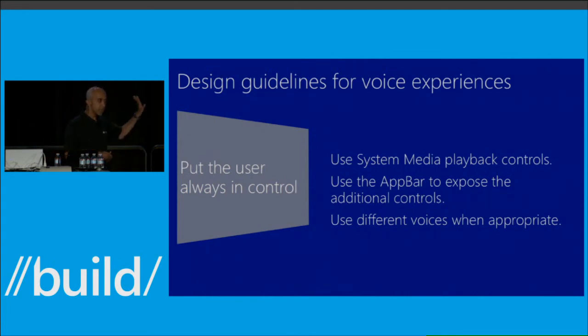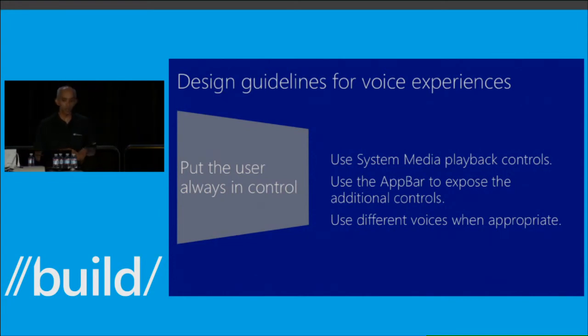As we saw in the demo apps, use the app bar, or if it makes sense, use the charms bar to provide settings for invoking playback or for additional controls. And one of the first things that users will notice about speech in your applications is the voice itself. So allowing them to pick a voice, or using a specific voice, is an easy way to customize the spoken output of your application if it makes sense.